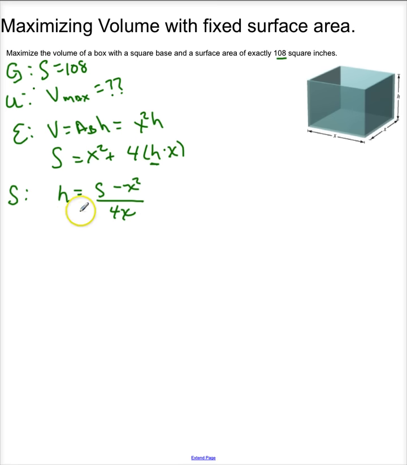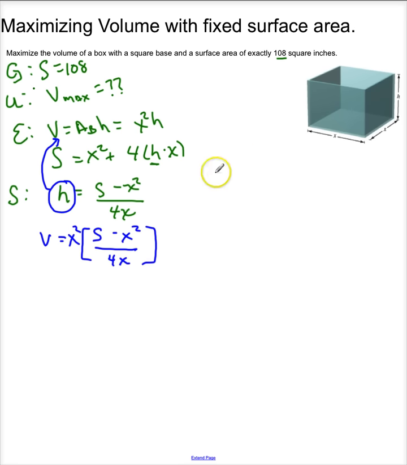So now I'm going to take this right here, and let me change pen colors, and I'm going to plug it into my volume equation. So now my volume equation is x squared times h, and h is a little bit of a mess. Now, do you see how I'm leaving that s in there? You can do that, or you can change it up and put in the 108.